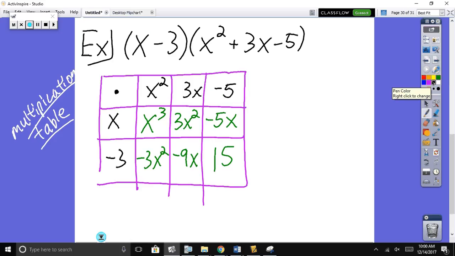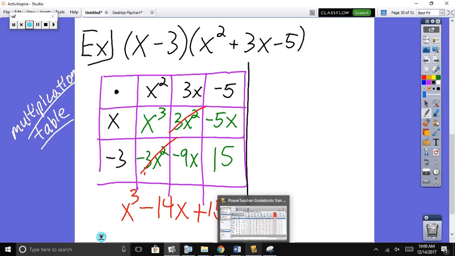We're going to go through and combine like terms. So x cubed has no other like terms, so that's going to bring down as is. These two, negative 3x squared and 3x squared, will cancel out. Negative 9x and negative 5x. If I owe $9 and owe someone 5 more, I owe them a total of $14. The last part is plus 15. So that's how you solve it with a multiplication table.